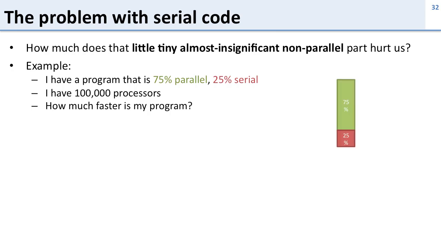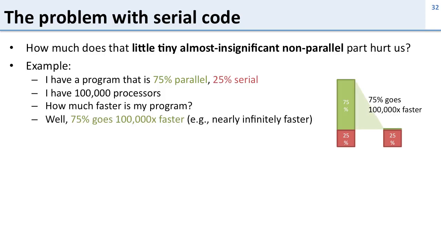Well, here's a picture of the program. 75% of it is parallelizable, so this part can run faster on more processors, but this 25% can't run any faster. It's serial, we can't parallelize it. So when we parallelize the program, this 25% is still going to take the same amount of time. But this 75% is going to go 100,000 times faster because I have 100,000 processors. So that's going to go really a lot faster. In fact, what we're going to see is that 75% goes 100,000 times faster, so that's nearly infinitely faster. So this 75% of it is now going to take almost zero time.